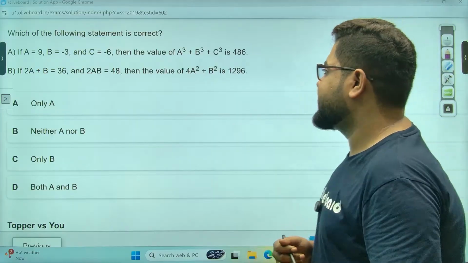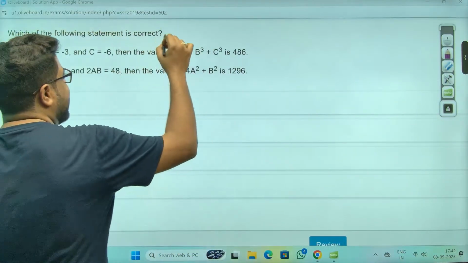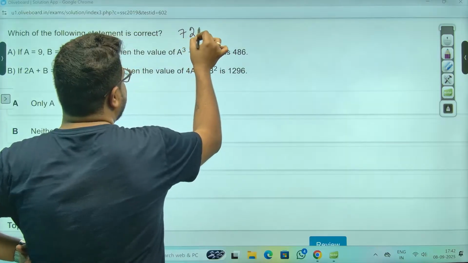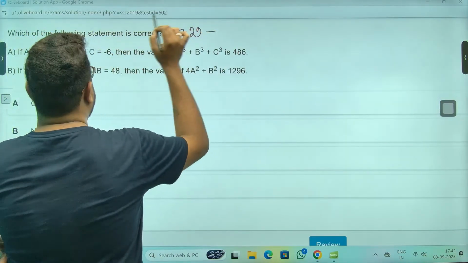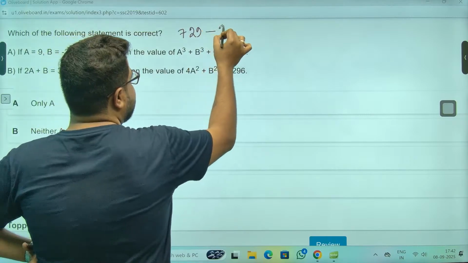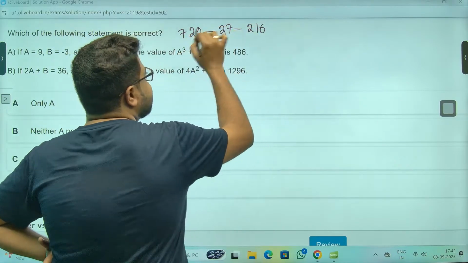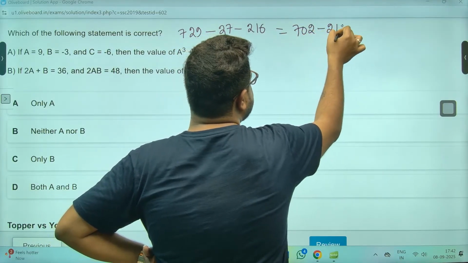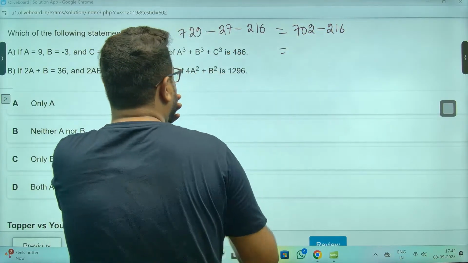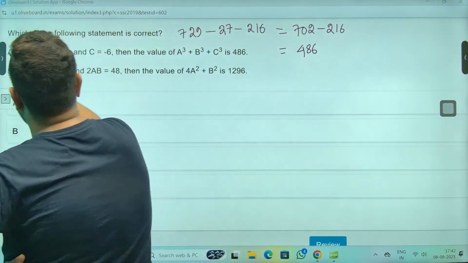Chalo, sir. First things first. A is 9, B is this, C is this. A cube is 729. B cube, acha, B minus means these two both will be minus. 3 cube is 27. C cube is 216. So 702 minus 216 is 486. First statement is correct, sir.